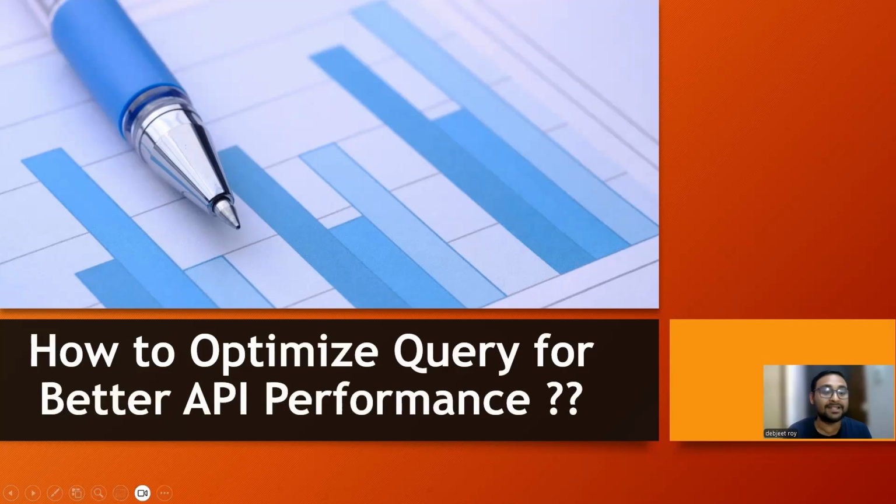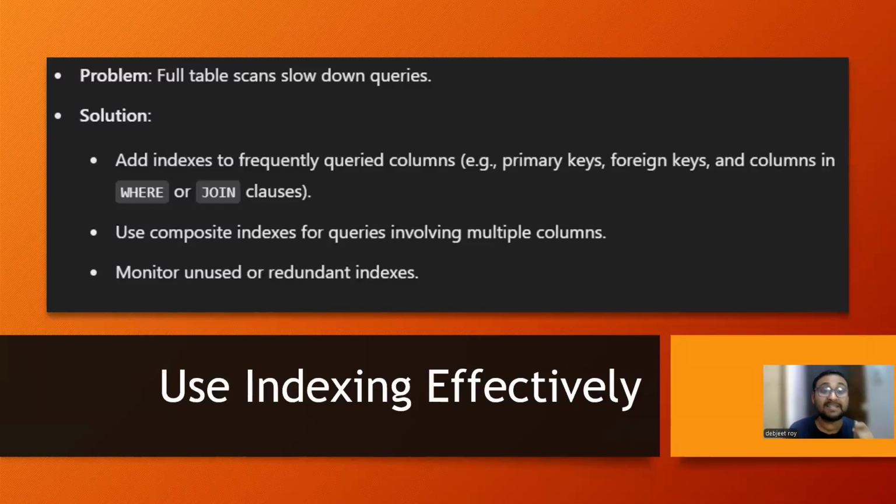I hope you can see my screen now. So here I will be explaining how you can optimize your query for better API performance. First and foremost, we have to use the indexing process very effectively. If you are making use of any kind of table, whether Oracle SQL, MySQL or any other SQL like PostgreSQL, we have to make use of a table and connect it with our Java REST endpoint entity classes, right?